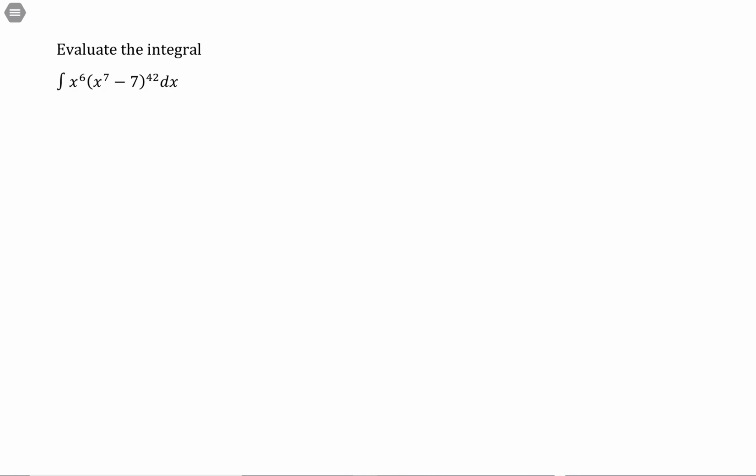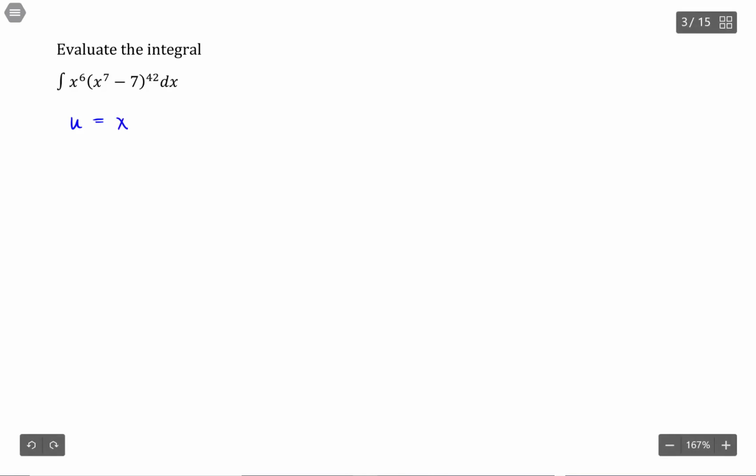Evaluate the integral of x to the sixth times the quantity x to the seventh minus 7, to the 42nd power, dx. So in order to work this out, we're going to probably need the use of substitution. And in substitution, we pick some function u, which is going to replace a part of the original integrand.